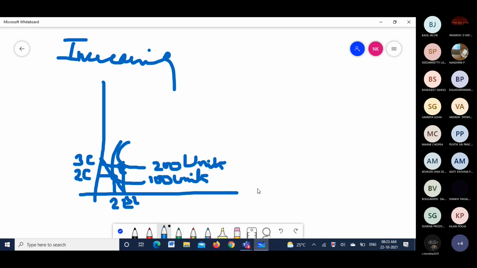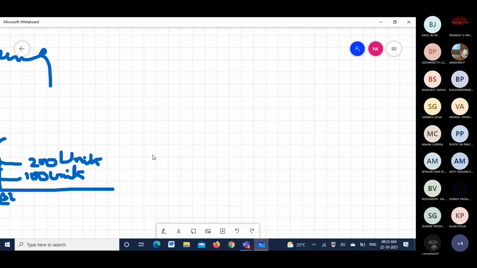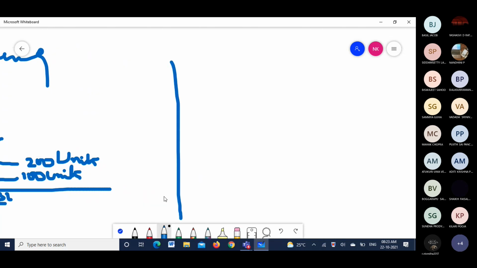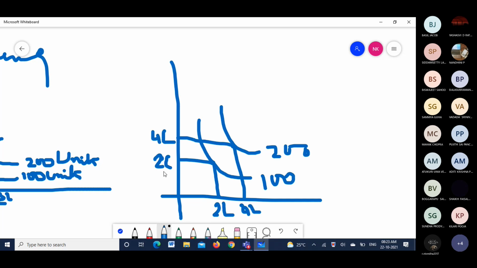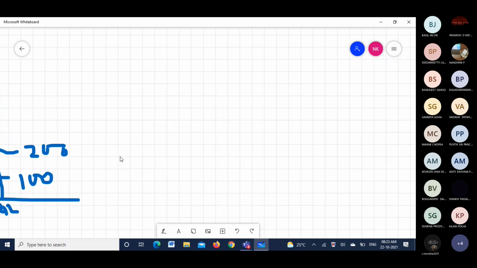So this becomes the increasing returns. In the same way, if you want to see constant returns, this is 100 units. So the combination shows 2 units of capital and 2 units of labor. And again, for the next 100 units, that is 200 units, again 2 more units of labor, so 4 units of labor and 4 units of capital is used. So likewise, if the proportion is going to be the same, we call this constant returns. So increasing is already over.